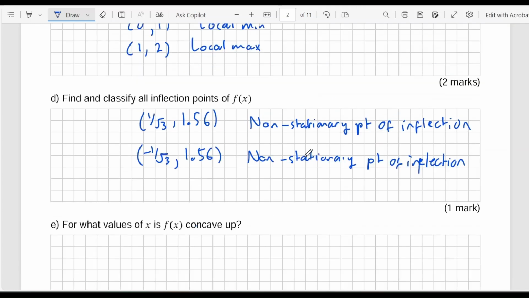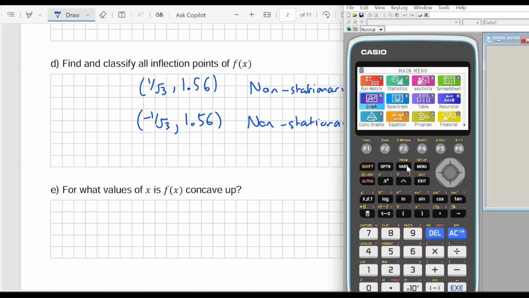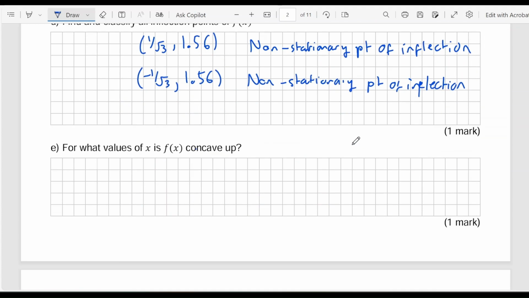For what values of x is f of x concave up. So if we look at our graph here, well actually we don't even need to because we've got it on our sign diagram. In between minus 1 over root 3 and 1 over root 3.